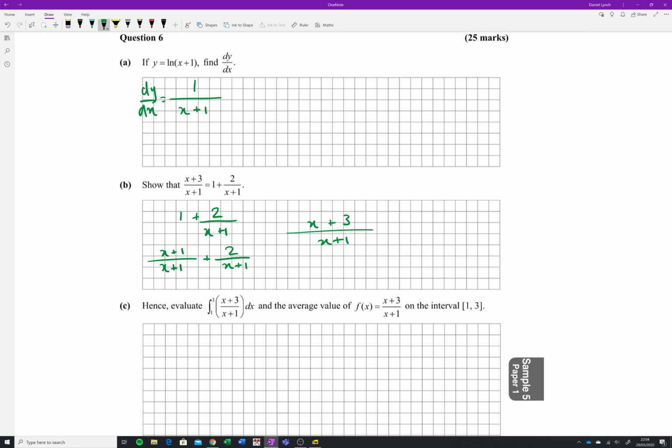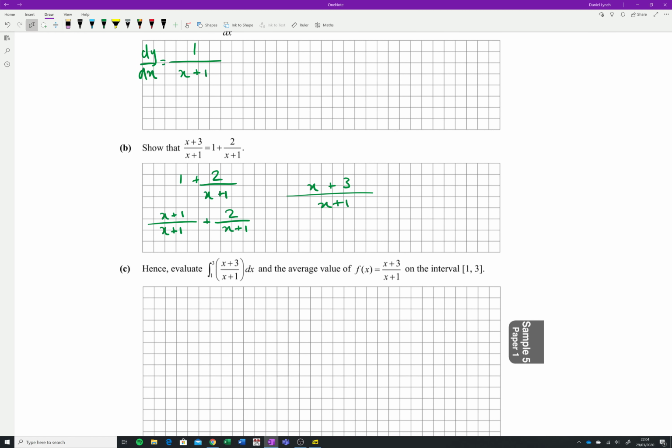Hence, calculate this and the average value of that over that. So we'll do the average value in a second. So what they've done here is they've given you this, but you don't have the ability to solve this just straight off like it is. Now, I have to be honest with you, these papers were made quite a while ago. I'm not even too sure if they've nicely given to you what it is. I'm not 100% sure that even this is on the course.